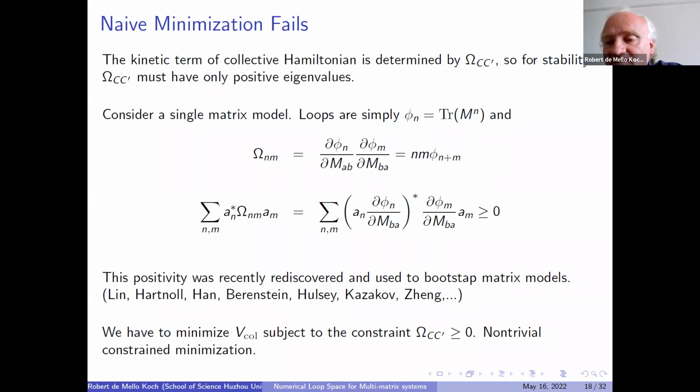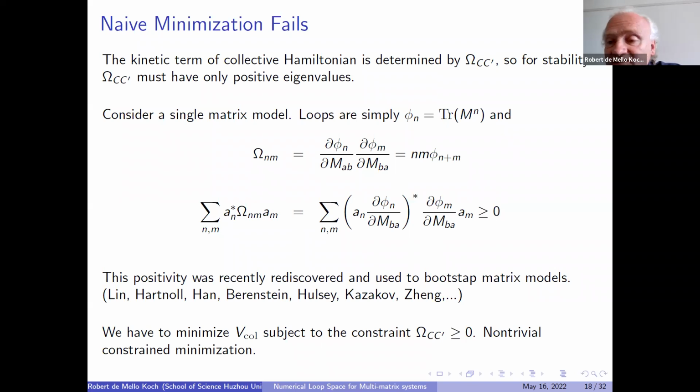Now, we're not requiring that omega is positive. In fact, omega is automatically positive. If you take the loop joining matrix and you contract it with any vector, so I'm just putting a m there, a n star there, and work out what I get, this is manifestly positive. So the values of loops that you can get by plugging in matrices will always have omega non-negative. So the eigenvalues can be positive or 0. So we really have to minimize the collective potential subject to the constraint that the eigenvalues of omega are not negative.